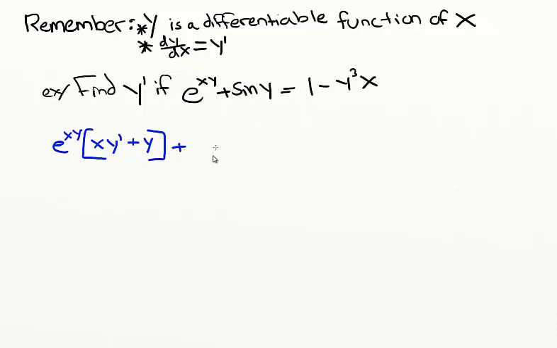And now we're going to move on to our next term, sine of y. Well, the derivative of sine with respect to x is cosine, but we have a y here instead of an x, so we're going to need to use the chain rule, and that means we're going to multiply by the derivative of y. The derivative of y is y prime. I'm going to write it out in the front because it just looks a little bit nicer, and that's it for that term. Now the derivative of 1 with respect to x is 0, so we can just forget about that 1.